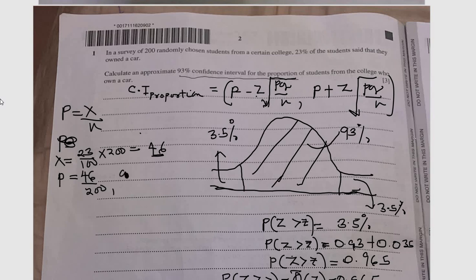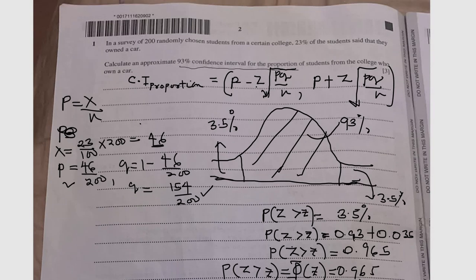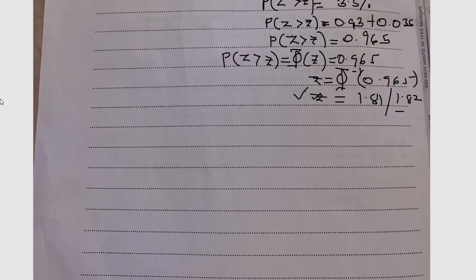N is 200. Q is 1 minus 46 over 200. So our Q will be 154 over 200. So we have Q, we have P, we have Z, and we have N. So we can now calculate the confidence interval for proportion for 93% using the formula stated above.